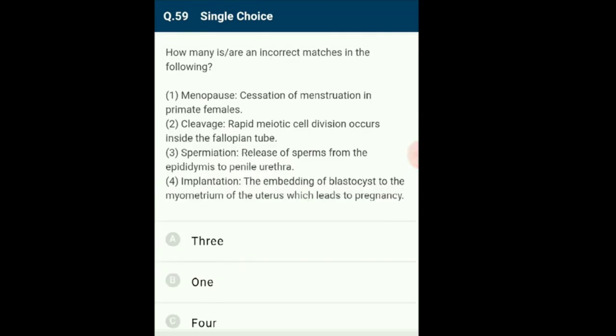Question number 59. How many are an incorrect match in the following? Here there are 4 statements given. Cleavage, rapid mitotic cell division of zygote in the fallopian tube. Spermiation, releasing of sperms from the head of Sertoli cells to lumen of seminiferous tubules. Implantation, the embedding of the blastocyst to the endometrium of the uterus which leads to pregnancy. So the answer for this question is option A. From the given 4 statements, there are 3 statements incorrectly matched.